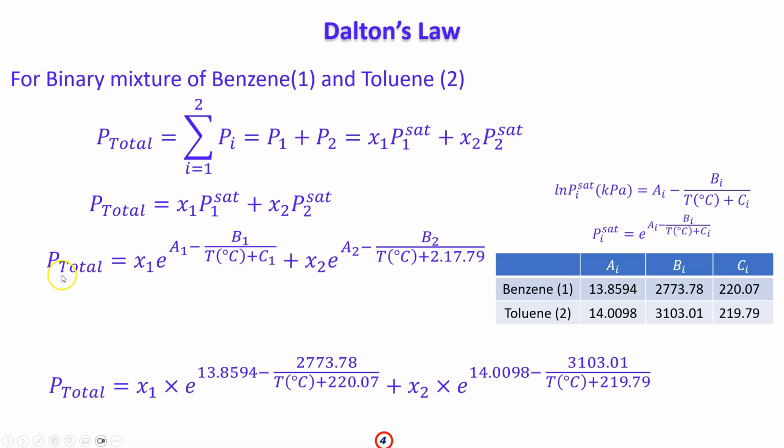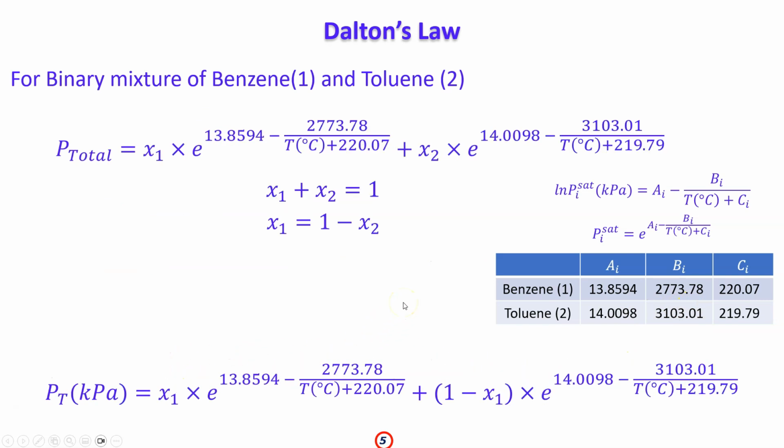If we plug that in, P total will be x1 e to the power a1 minus b1 over T in degrees centigrade plus C1, plus x2 e to the power a2 minus b2 over T plus C2. There is some mistake in the constant value read out here. So P total will be x1 times e to the power of the Antoine equation, and x2 times P2 sat. So we plug in all these values. Now we know that for a binary mixture, x1 plus x2 is equal to 1, so x2 will be 1 minus x1. If we plug this in, P total in kPa will be x1 times e to the power of 13 point something, whatever the Antoine constants are.